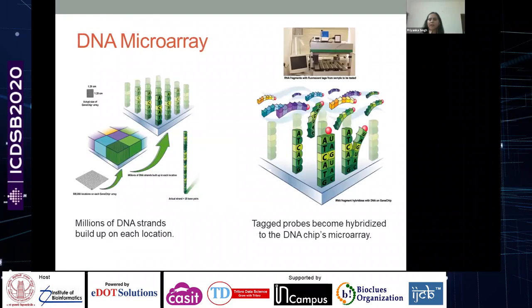So DNA microarray is basically another dimension of biomaterial engineering, where we come up with different chips which can help in looking at the expression profile of these genes. So it's a very small chip. Millions of DNA strands are built up on each location on this chip, and you tag your probes and they hybridize with these DNA strands on the chip, and this is what you're basically reading in the DNA microarray.